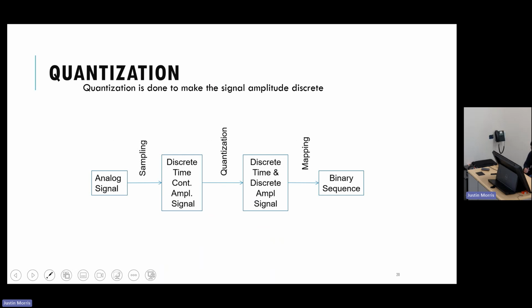So this is our analog to digital conversion process. We have the analog signal. We're going to sample it to create a discrete time, continuous amplitude signal. And then we need to quantize it to make it not only discrete time, but also a discrete amplitude signal. And then once we have this mapping, we can create a binary sequence that our Arduino, or whatever our digital system is, can interpret.